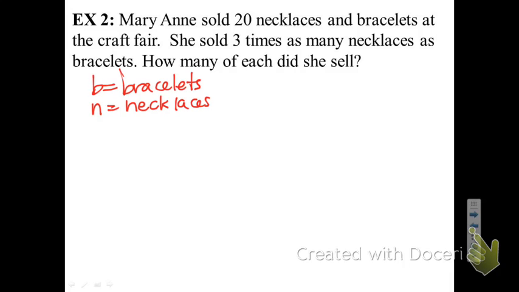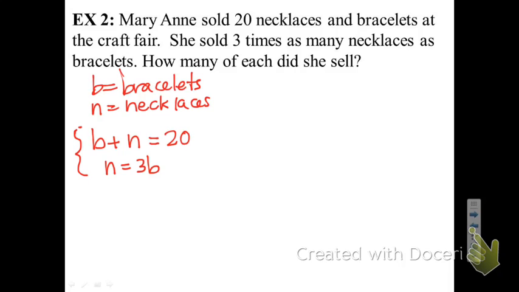From here, you're going to set up your equations. Your first one says that she sold 20 of them. So altogether, N plus B will equal 20. The second one says she sold 3 times as many necklaces as bracelets. So she has more necklaces than bracelets. So we're going to say the necklaces is 3 times the bracelets. Now if you notice, here's our system.